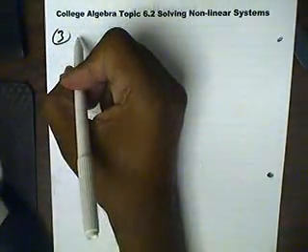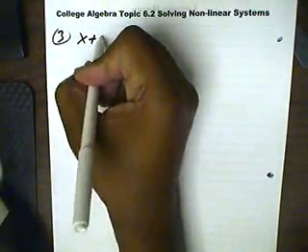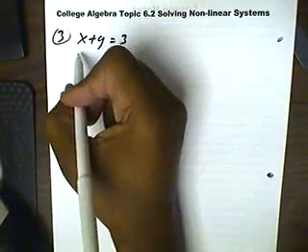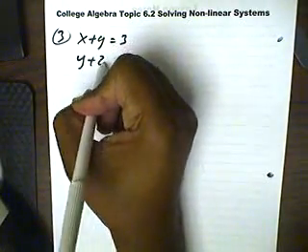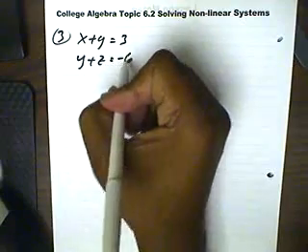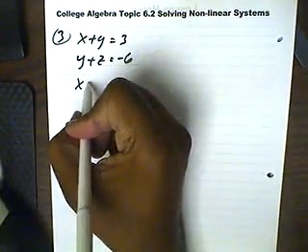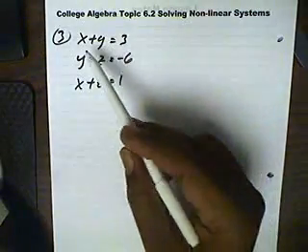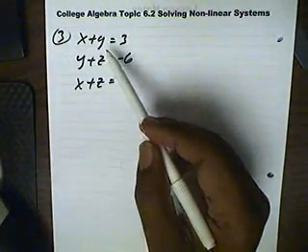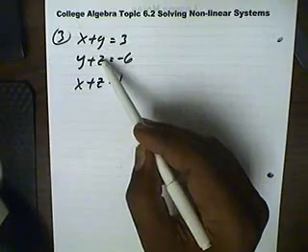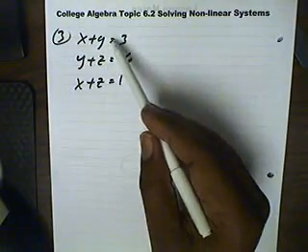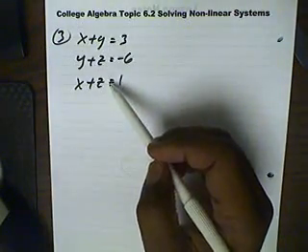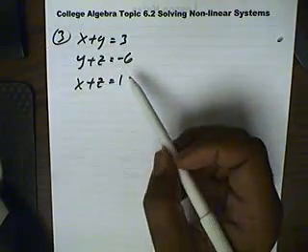Number 3, our nonlinear system is x plus y equals 3, y plus z equals negative 6, and x plus z equals 1. This system has three variables, x's, y's, and z's, and typically the number of variables that you have also will relate to the number of equations you'll have. So we have three equations for the three variables.